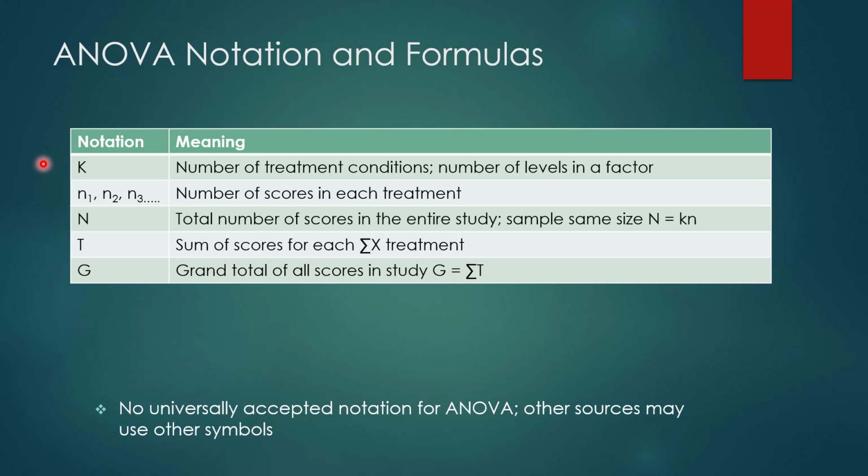So just looking at our ANOVA notation and formulas, we already talked about K being the number of treatment conditions or the number of levels in a factor. Small n is the number of scores in each treatment. So if we only have 3 treatment groups, then we'd have n1, n2, and n3, but we go on for the number of treatments we have. Big N is the total number of scores in the entire study, or it could be the number of treatment levels times small n.